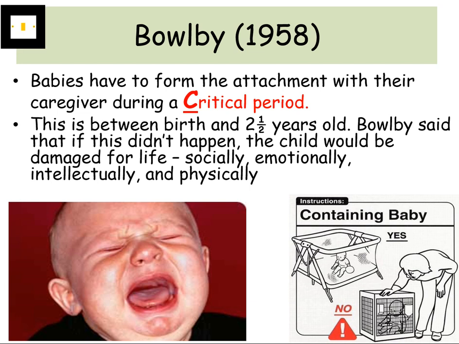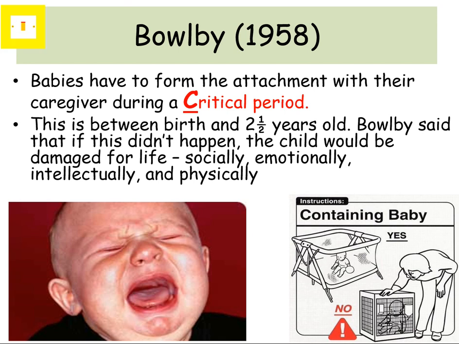Just make sure you're aware, and you need to know what that is. The first thing you really need to take from this, and you've got to get accurately, is that this happens between birth and 2.5 years old. And this next bit is what makes Bowlby, in my opinion, very controversial, because Bowlby said if this didn't happen, the child would be damaged for life. And he goes on further to say, not just in one way, but socially, so they won't be able to form proper relationships, so they'll do it in a maladaptive way.